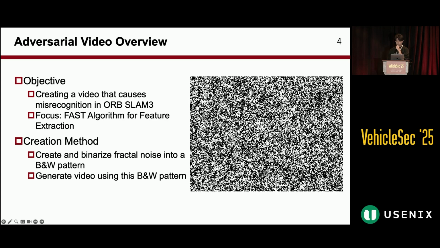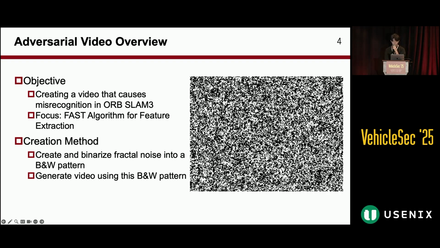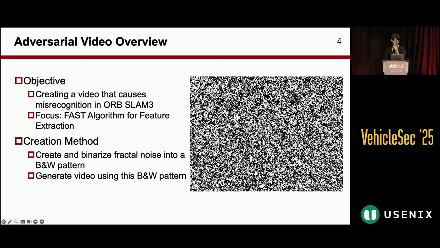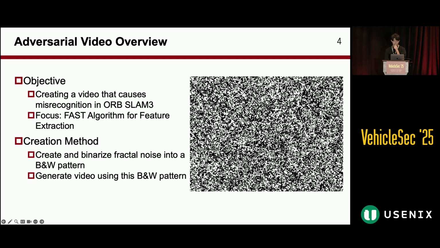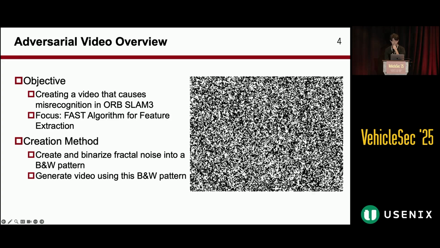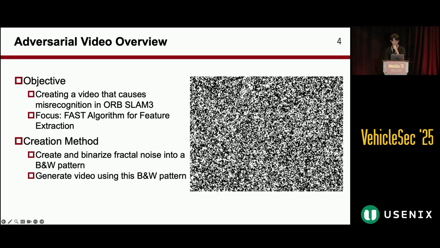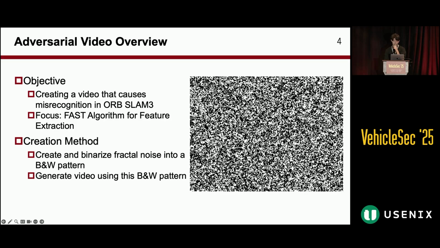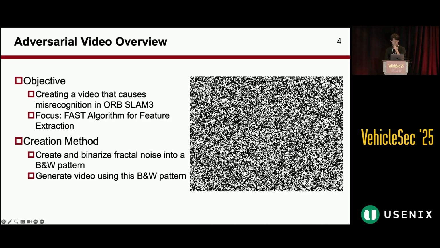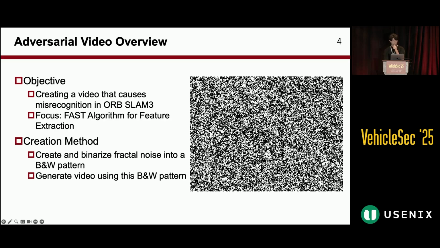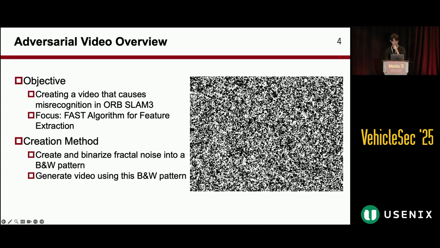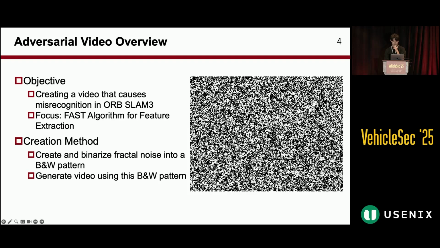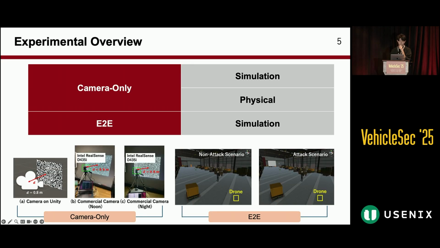Therefore, to make our adversarial video efficiently recognizable as features, it needed to contain many black and white boundaries. To achieve this, I used fractal noise. I generate a random-looking image like the one shown by taking a grayscale image like fractal noise and binarizing it, turning pixels to either black or white based on the brightness threshold. We then use a video of this pattern sliding across the screen as our adversarial input.